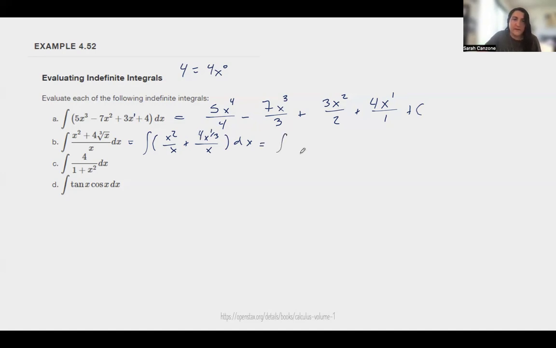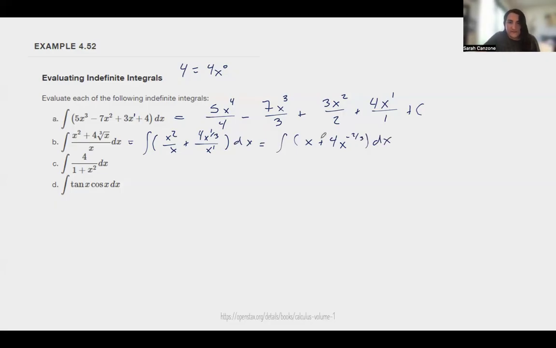Again, I'm not going to do anything yet. I'm going to still write my integral sign, and I'm going to simplify this now. X squared over x gives me x plus, and then this I'm going to simplify as well. So 4, and we remember this is an exponent of 1. 1/3 minus 1 is the same as 1/3 minus 3/3. So it's going to be x to the negative 2/3 dx.